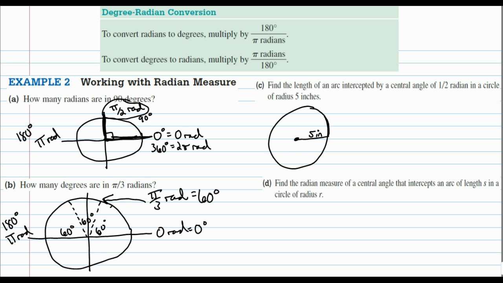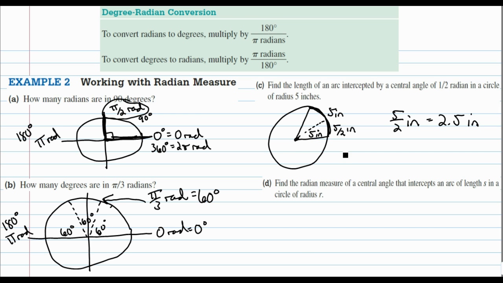Well, I know that 1 whole radian would be 5 inches. So 1/2 of a radian would be 5/2 inches, which is 2.5 inches. Remember, 1 radian would intercept our whole radius, so half of a radian is going to intercept half of our radius.